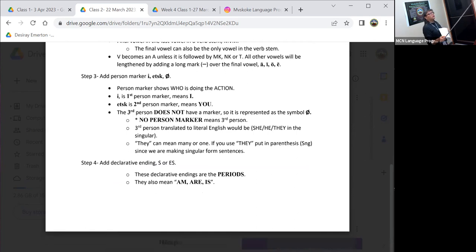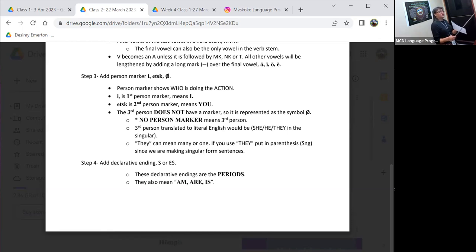All right. And then step 3, add the person marker: I, it's, or nothing. The person marker shows who's doing the action. I is the first person marker, meaning I. It's is the second person marker, meaning you. Third person does not have a marker, so it's represented by the symbol there. I put that symbol there, like I said, just for my notes to share with you guys. And sometimes you can put the open and close parentheses as well, and I'll show you that. Sometimes it helps people to do it different ways. So the third person has no marker. That's why I put the symbol there.